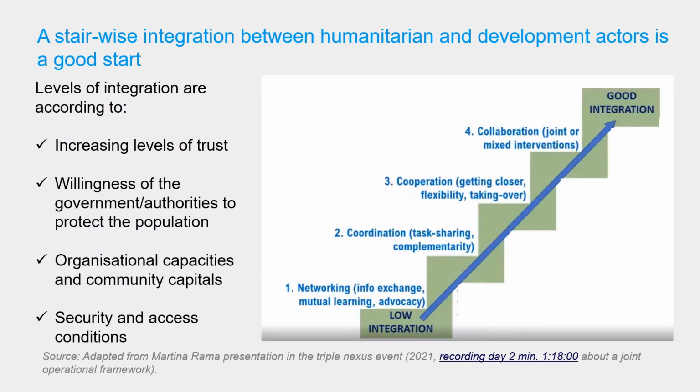A stairwise integration between humanitarian and development actors is a good start. According to the increasing levels of trust, the willingness of the governments or authorities to protect the population, the organizational capacities and community capitals, and the security and access conditions, actors can define whether they want to start simply by networking, moving up to coordination or task sharing complementarity, working in cooperation by getting closer and taking over some of each other's activities, and collaborating by planning joint or mixed interventions.